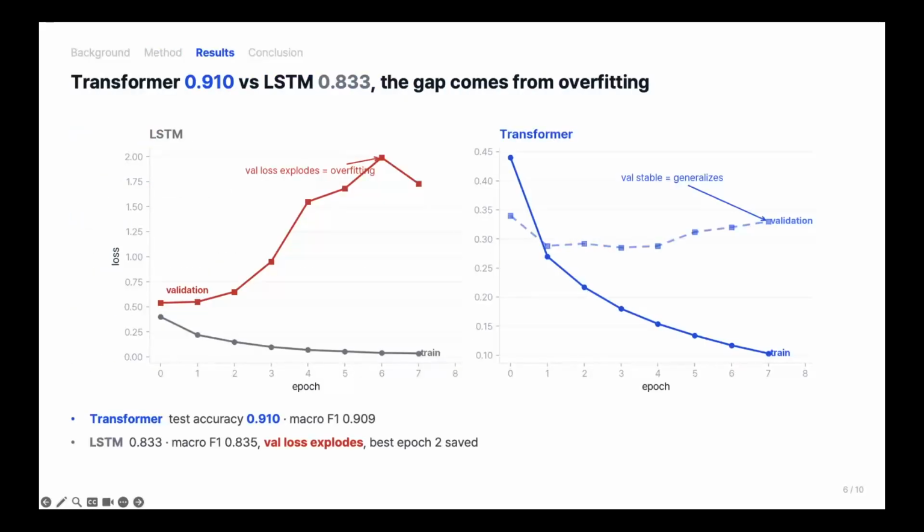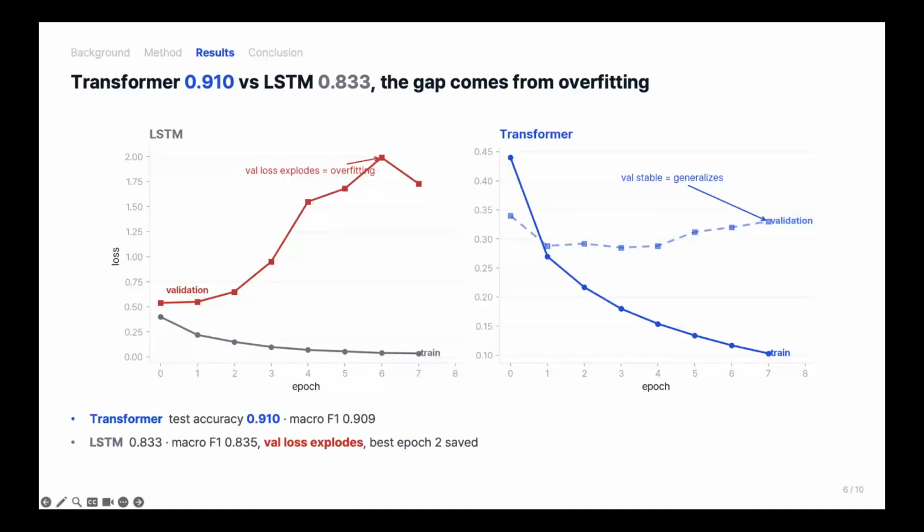The transformer reached 0.910 accuracy versus the LSTM's 0.833, about 7.7 points. But the cause matters more than the number. Look at the loss curves. The LSTM's training loss falls almost to 0, while its validation loss climbs from 0.5 to about 2.0. Textbook overfitting. Whereas the transformer keeps validation loss flat and is already at 88% after the first epoch.